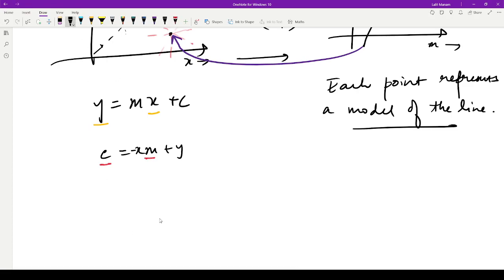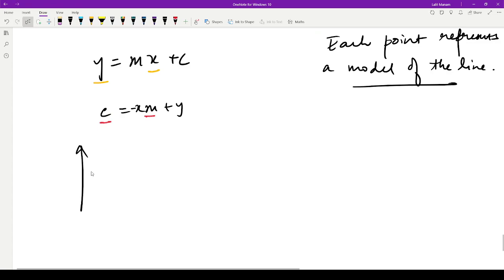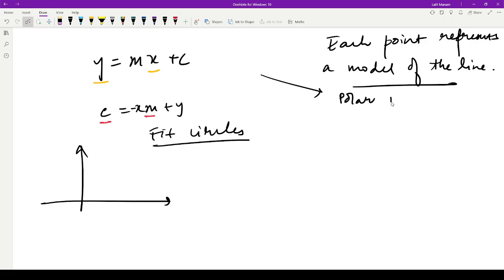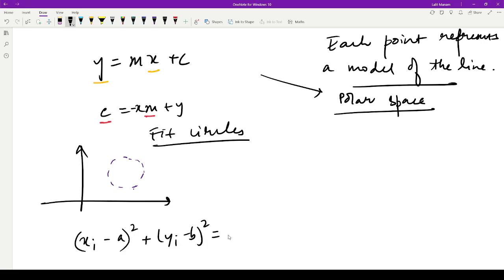Well, I'll pose it as a question. If you have to fit circles, you have fitted lines, which is fine. You can also do it in polar space, which I'm not discussing now. And in practice, you always do it in polar space because the polar space is bounded. Maybe treat this as your first question. Given this set of points, in the class it was given that if your points xi and yi fit a circle, they will follow this equation, which is fine.